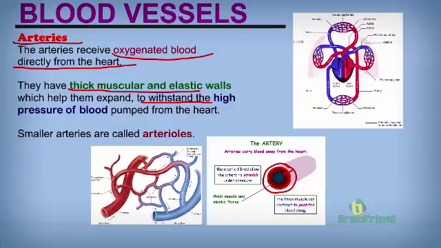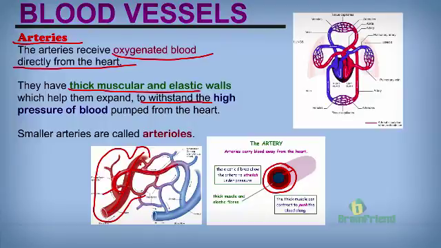Arteries give out smaller branches known as arterioles. If you take a look at this diagram, the vessels colored in red are the arteries. This is a major artery, and I said it gives out smaller branches known as arterioles. So this smaller branch is an arteriole. Smaller arteries are called arterioles.